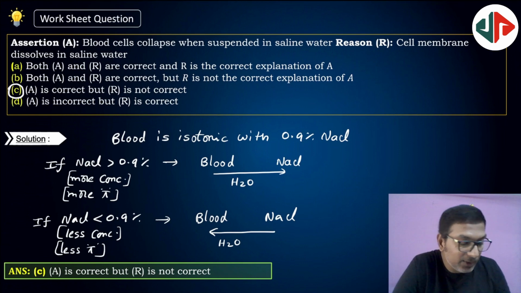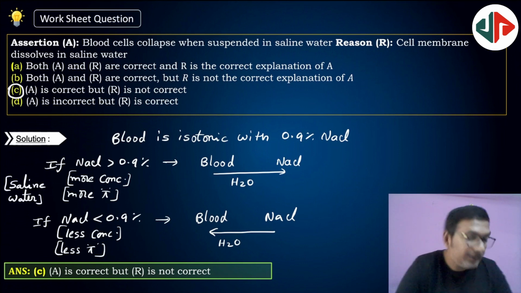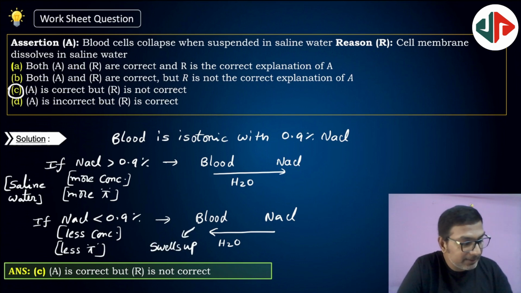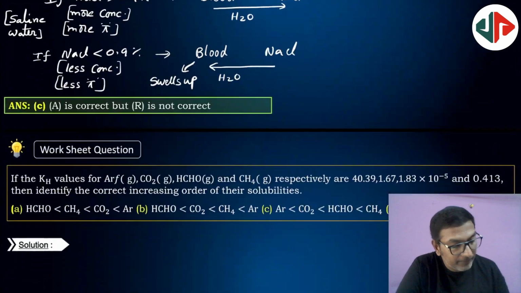Saline water has more concentration of NaCl, that is greater than 0.9%. Therefore water is moving from blood into NaCl, so blood cells collapse. The statement that the cell membrane dissolves in saline water is given, but the blood cells shrink, they do not swell up. So option C.